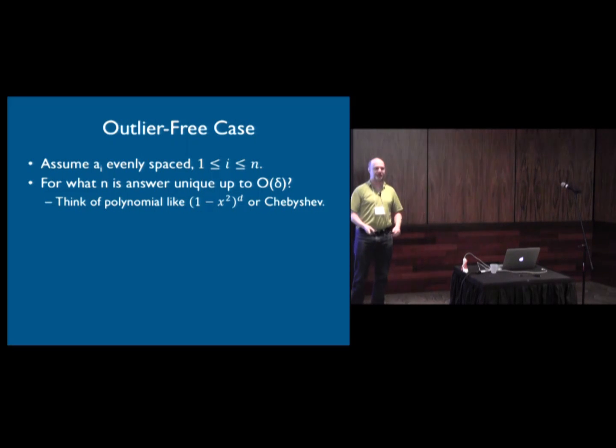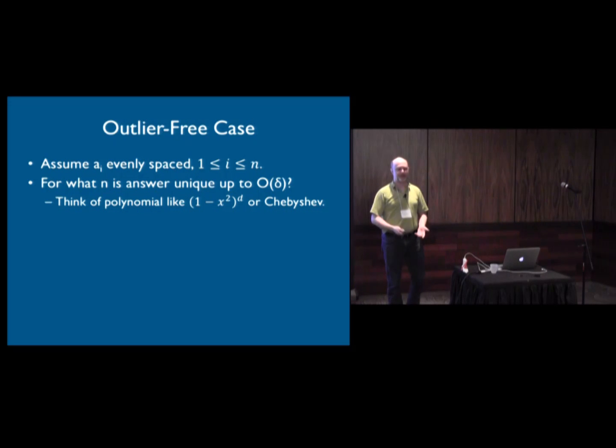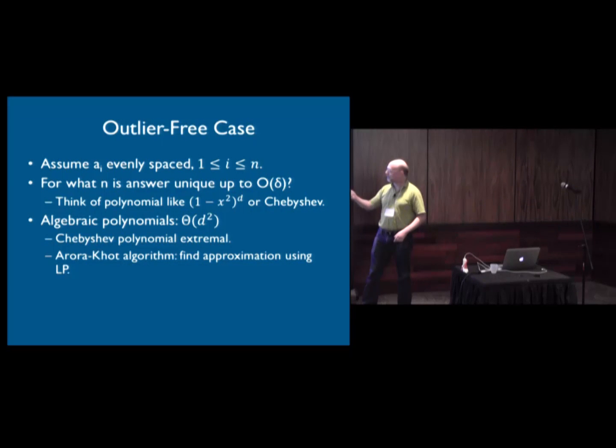So if you don't have any AIs close to the origin, then you won't be able to distinguish this polynomial from the 0 polynomial. And of course, if you're familiar with the Chebyshev polynomial, you know that has other extremal properties. So for algebraic polynomials, d squared points is necessary and sufficient. And the Chebyshev polynomial is extremal, and Aurora Cote give an algorithm which is basically using a linear program to find it.